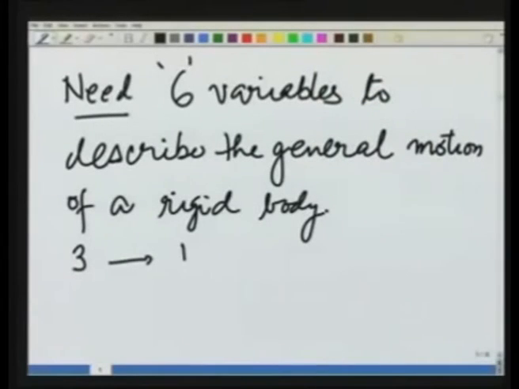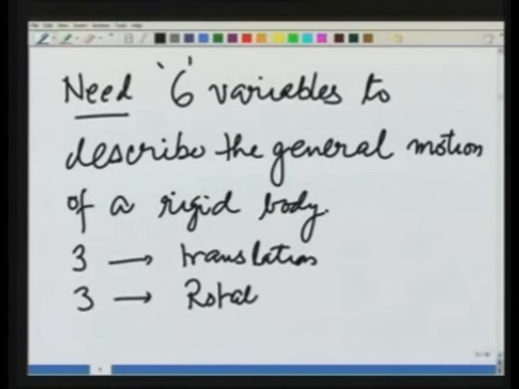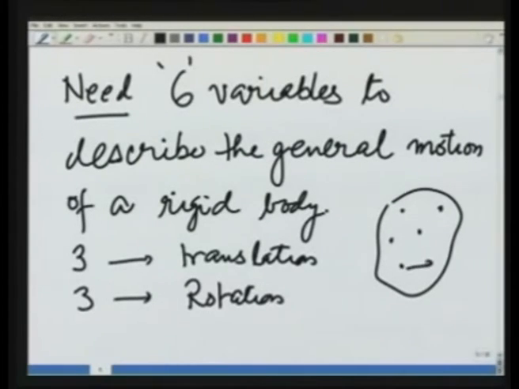3 of these are for translation and 3 for rotation. What will happen if I take a rigid body? Now I can make it a general rigid body like this. All the distances are fixed between these points, and fix one point of this body. Suppose I pin it here. Then it cannot translate anymore, and therefore I would need only 3 variables for describing its rotation.